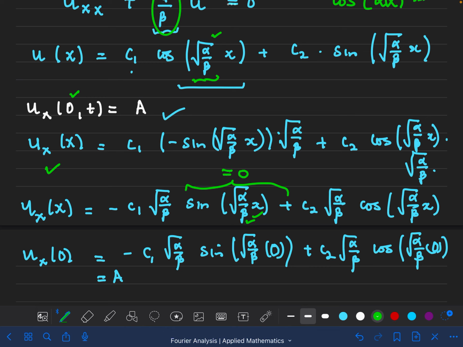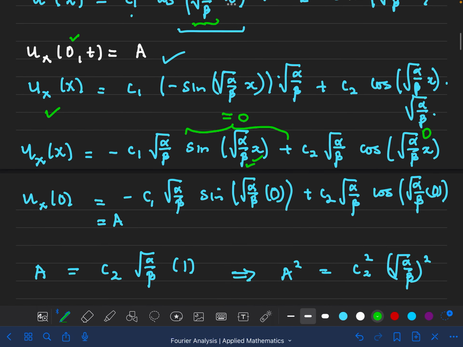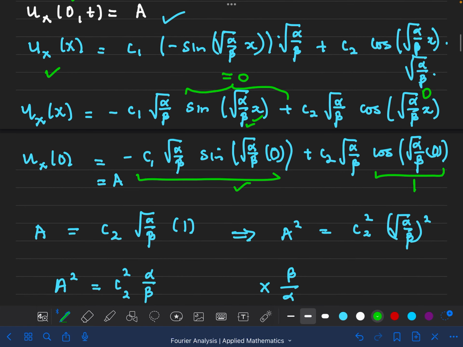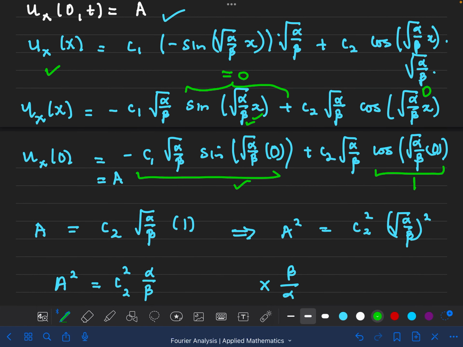So our equation is going to be simplified further. But take note that cos of 0 is going to equal 1. So basically this portion is 0 because of sine, and this portion is going to equal 1 because of cos. You know what I'm saying? So now our equation takes this form. So a is equal to c2 times the square root of alpha over beta times 1. This one was a result of cos of 0.